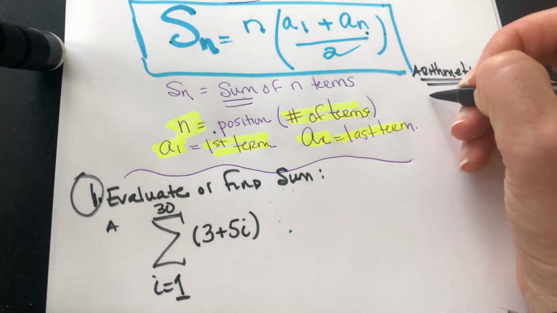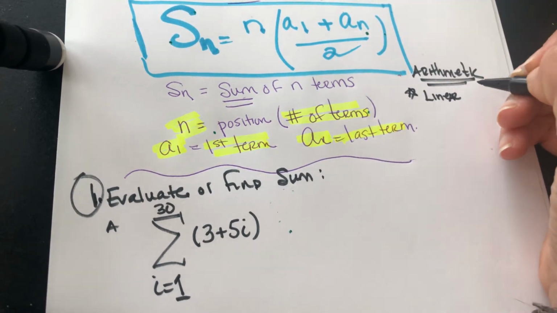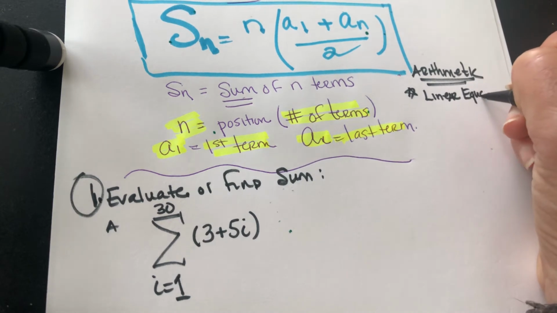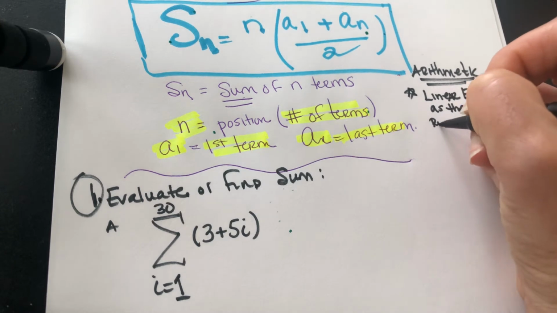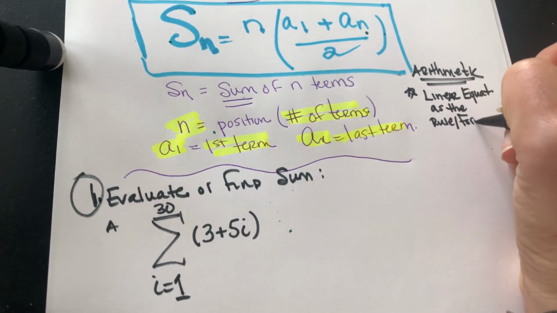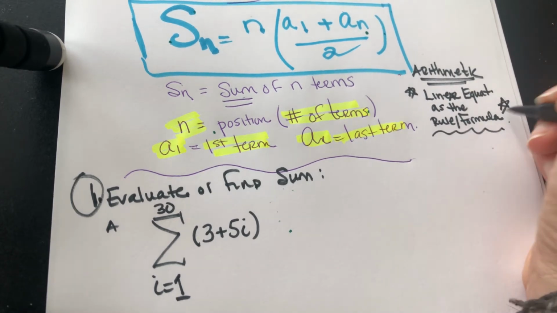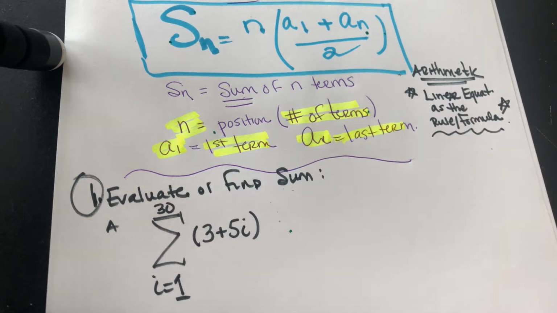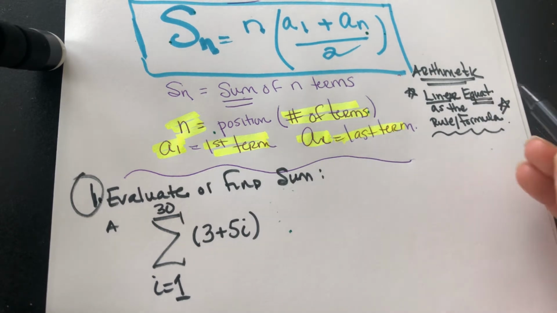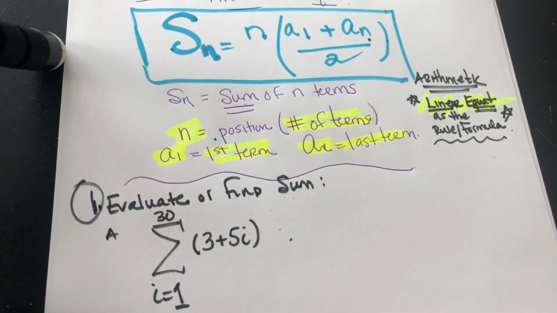So to understand arithmetic rule, make sure you write this down: a linear equation as the rule or formula. And it'll make sense once you get all of these down. So again, you can only use this if the arithmetic formula is a linear equation. So I'm just going to highlight that. Make sure you have that written down. Otherwise, you cannot use this formula.